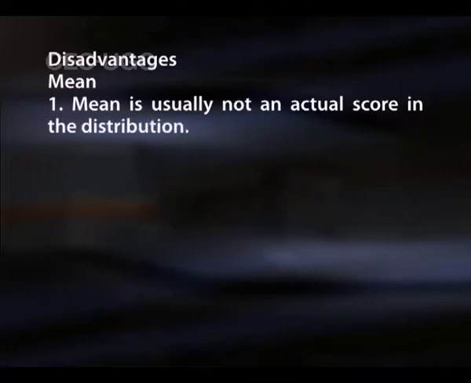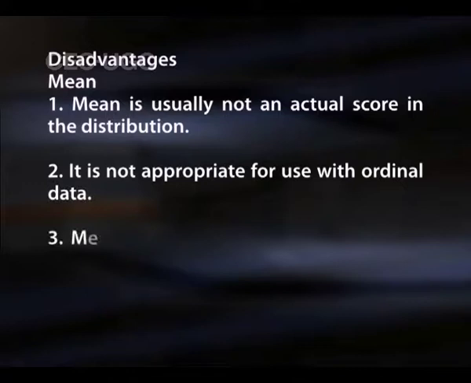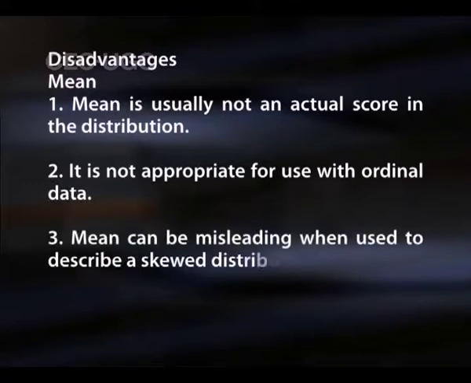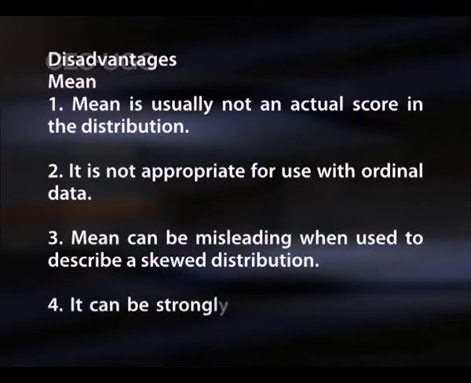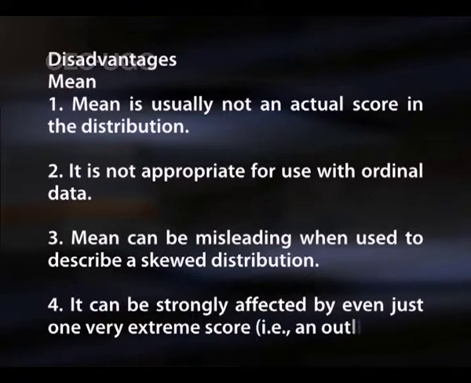What are the disadvantages? Disadvantages of mean. Mean is usually not an actual score in the distribution. It is not appropriate for use with ordinal data. Mean can be misleading when used to describe a skewed distribution. It can be strongly affected by even just one very extreme score, that is, an outlier.